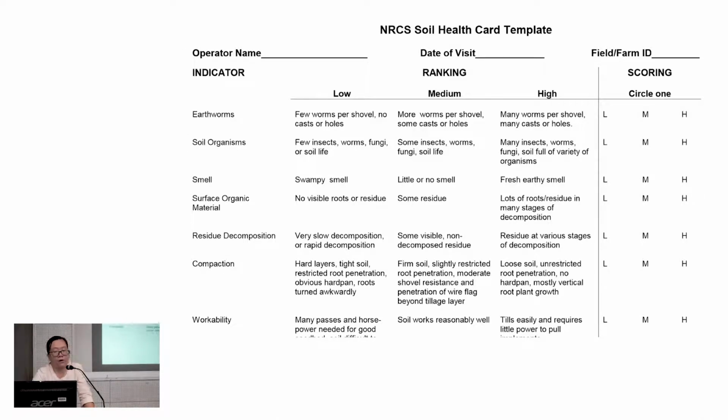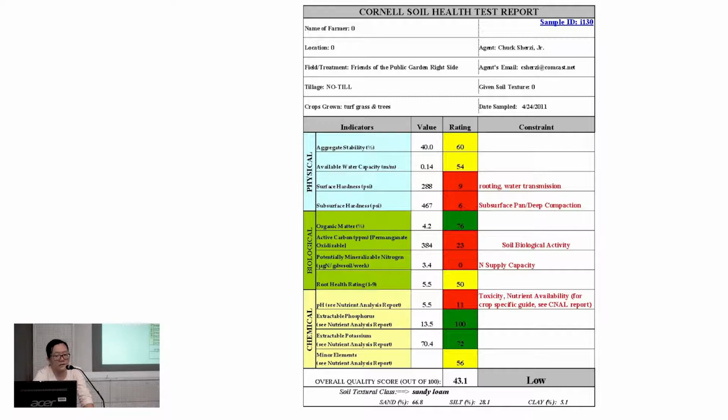Here is an example of the soil health card from the NRCS. Here you can see the indicators, the ranking scale, and then the scoring. When they interview farmers or go to observe the field, they can check or circle the scoring here. This is also an example of a Cornell soil health test report. For some of the tests, they bring the soil sample to the lab to do a more accurate test.